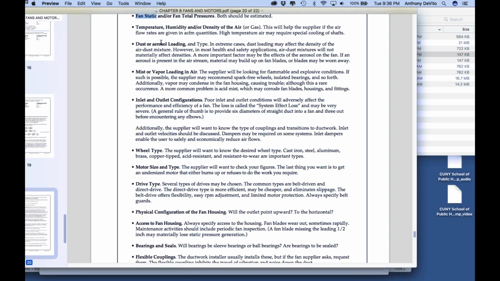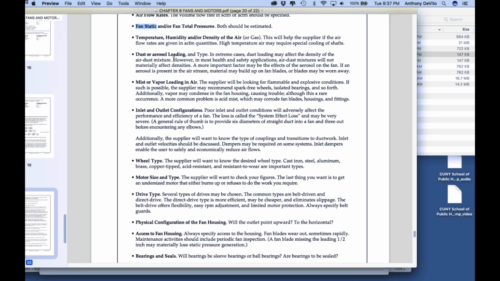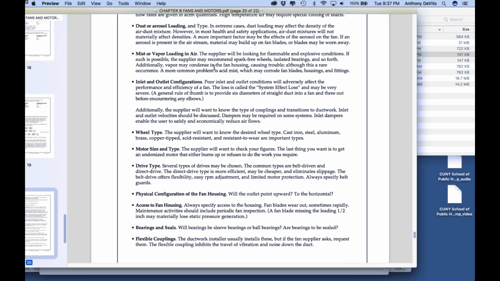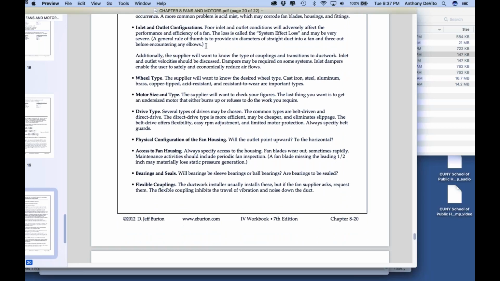The temperature and density of the air that you're going to be moving. Is it going to be standard temperature and pressure, or is it going to be heated? What kind of material are you going to be moving? Dust, aerosol? Is the fan going to be affected by this material? Is there a mist or vapor? What kind of inlet configuration are you going to have? There are going to be system effect losses and so on. How are you going to connect to this thing?